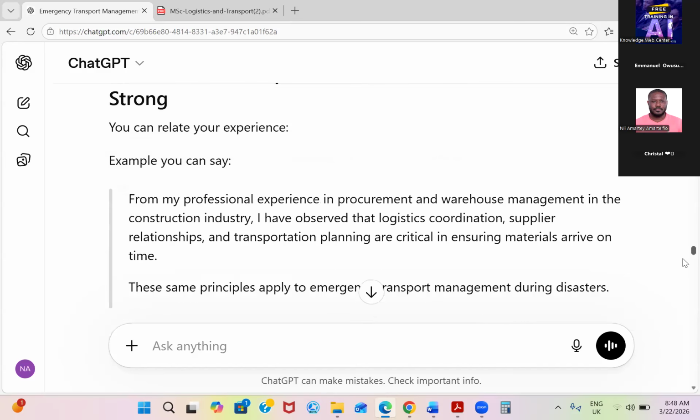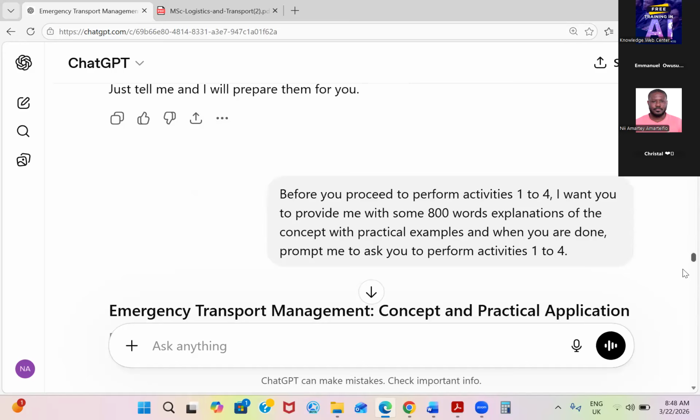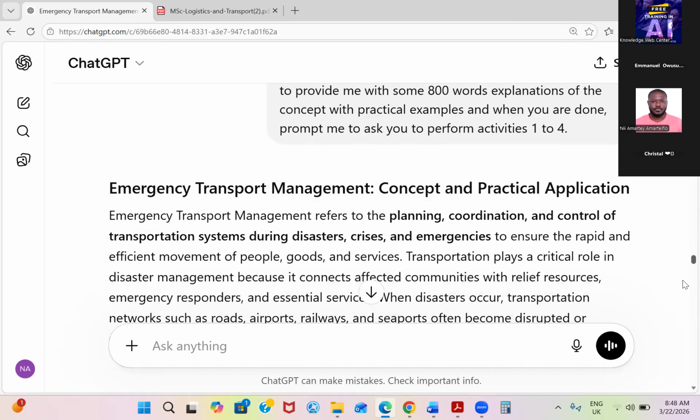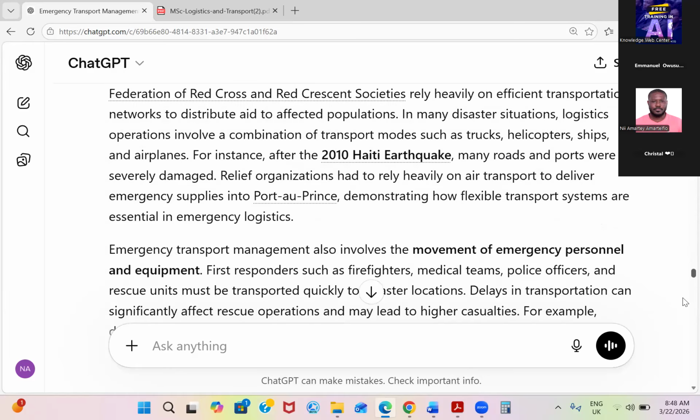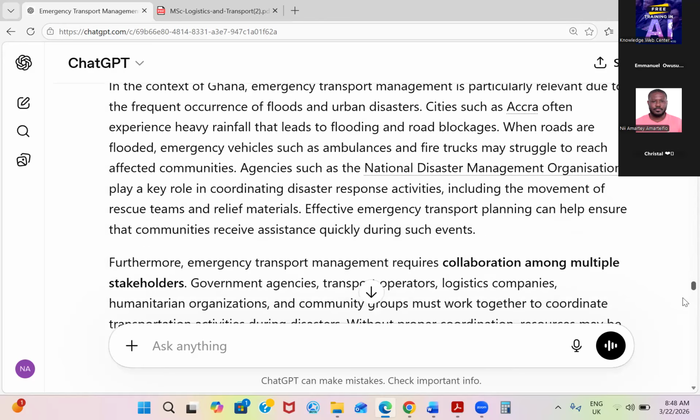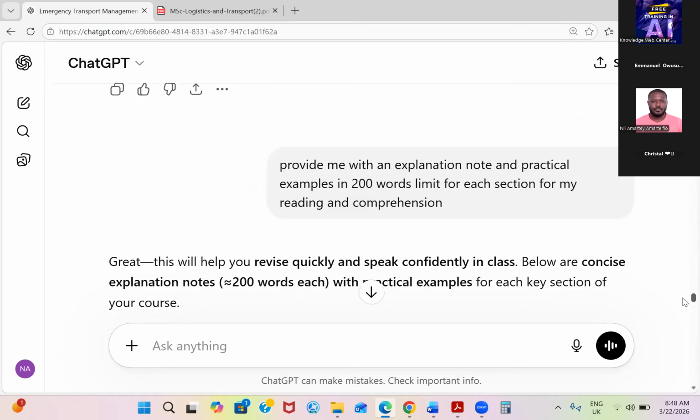Let me go down and see. Okay, so before proceeding, perform 800. No, this has been done. Okay, go down. Yeah, this has been done. So I'm going down to provide me with an explanation note and practical examples in 200-word limits. Yeah, let's go down.